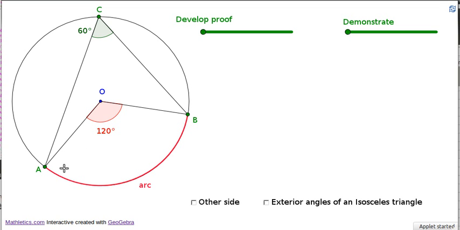Here we have a circle, and there's a point A over here and a point B over here, and they define an arc. Well, one of the arcs they define is this one, the one we're interested in, and we're going to talk about some angles.